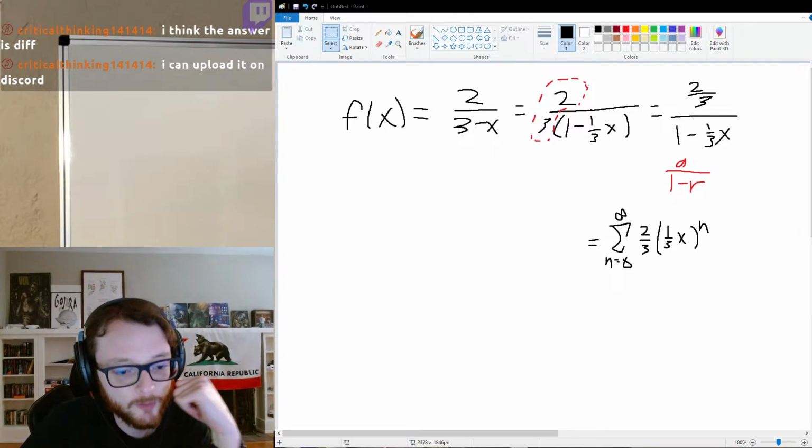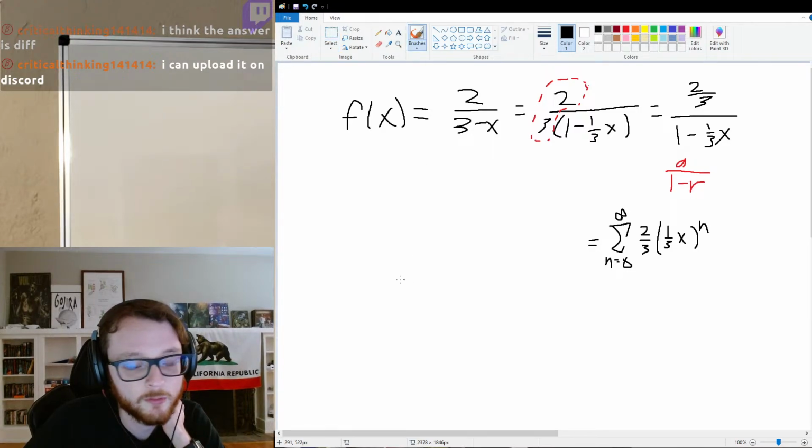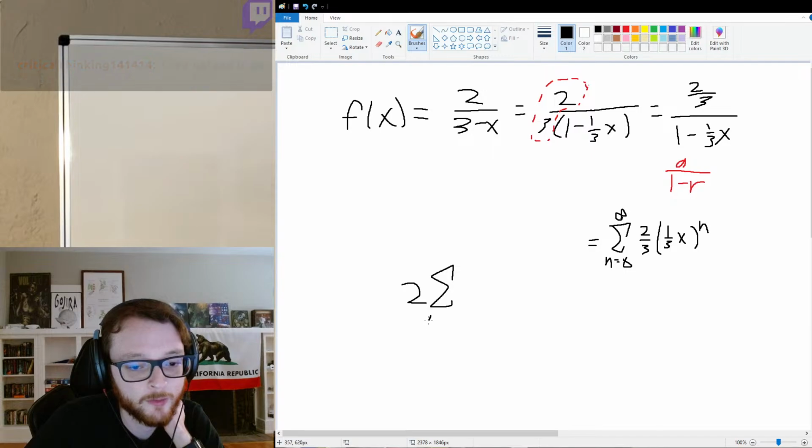I didn't determine the interval of convergence. That was bad. So the book's answer, I think it's the same. It does look different though, for sure. Let me explain why I think these are the same. And I completely forgot about the interval of convergence part, so we can talk about that too.